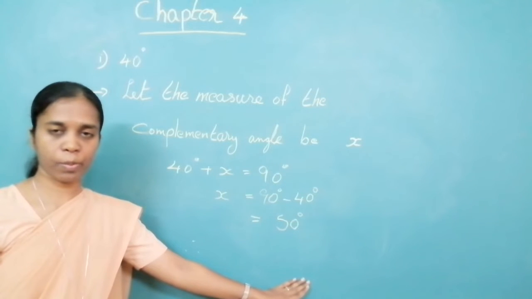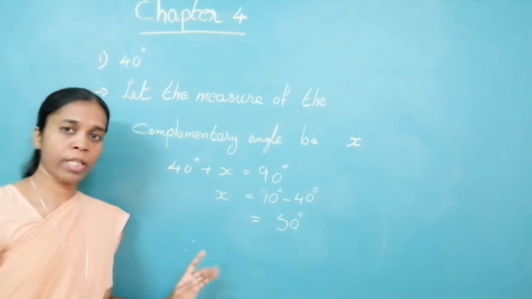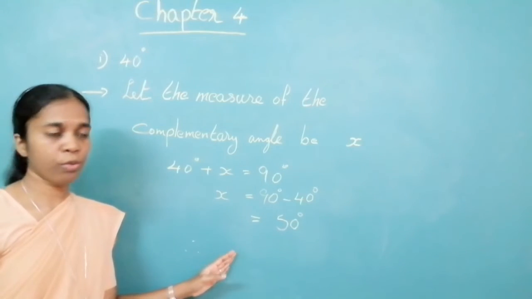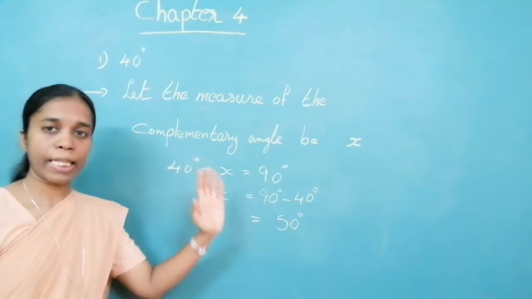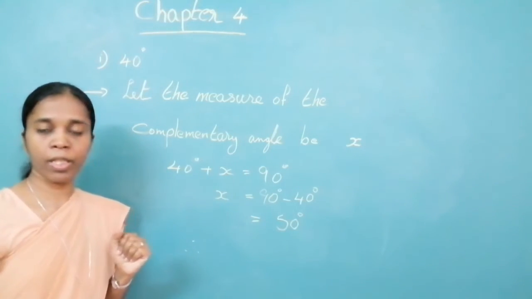That will be the last step. Concluding statements are very important. So, you have to mention it over there. Therefore, the complementary angle of 40 degree is 50 degree. I suppose you have written it. Okay.